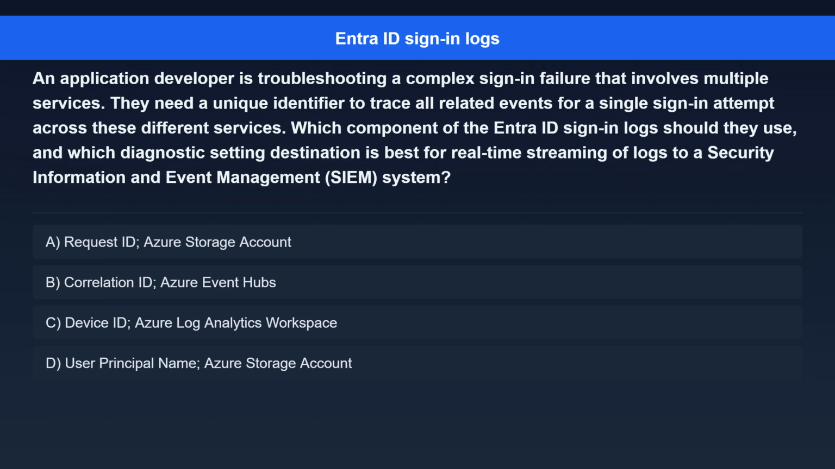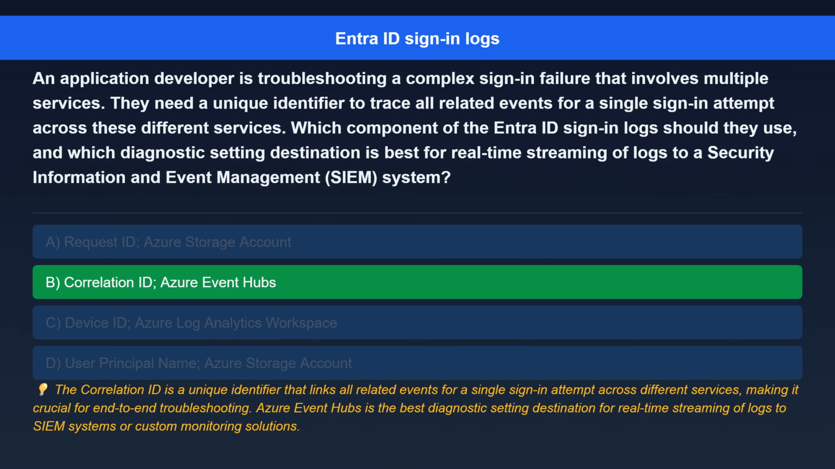Option B, Correlation ID, Azure Event Hubs. Option C, Device ID, Azure Log Analytics Workspace. Option D, User Principal Name, Azure Storage Account. The correct answer is Correlation ID, Azure Event Hubs.